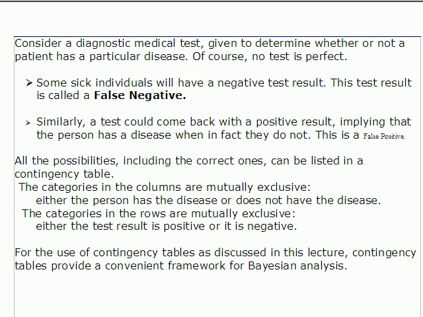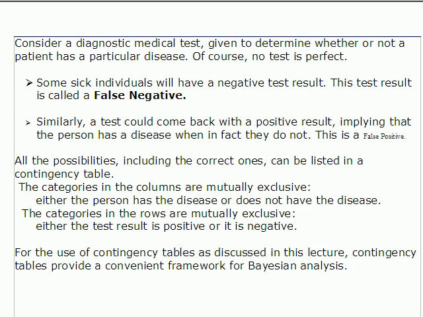The examples here will be for medical diagnosis, but it could be applied to other situations too, if you have the proper mutually exclusive categories. So I'll just use this as an example, and you can translate it to something else if you need to. We're going to look at a diagnostic medical test, and it's going to determine whether or not a person has a particular disease. So no test is perfect, right?